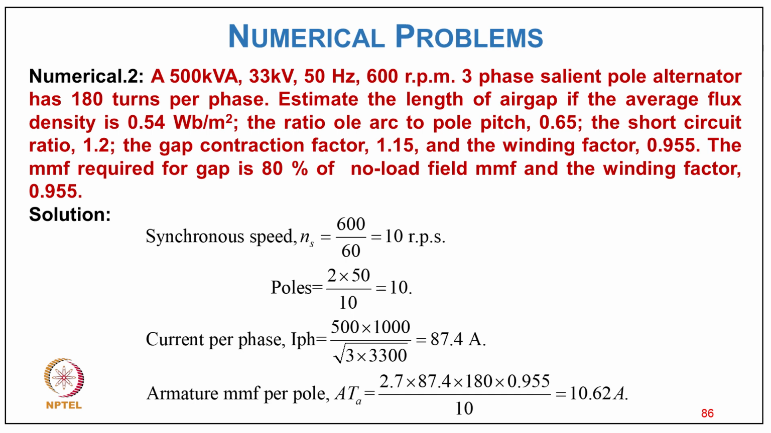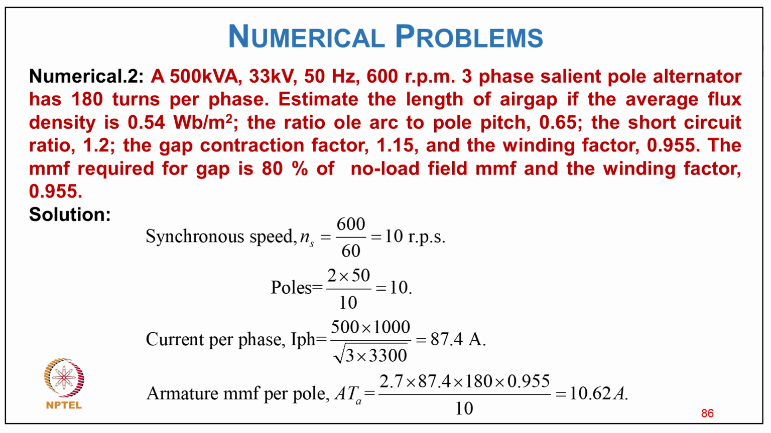The ratio of pole arc to pole pitch is 0.65, the short circuit ratio is 1.2, the contraction factor is 1.15, and the winding factor is 0.955. The MF required for the gap is 80% of the no load MF. So now, as a solution here, synchronous speed is NS equal to 600 by 60, that is 10 RPS.